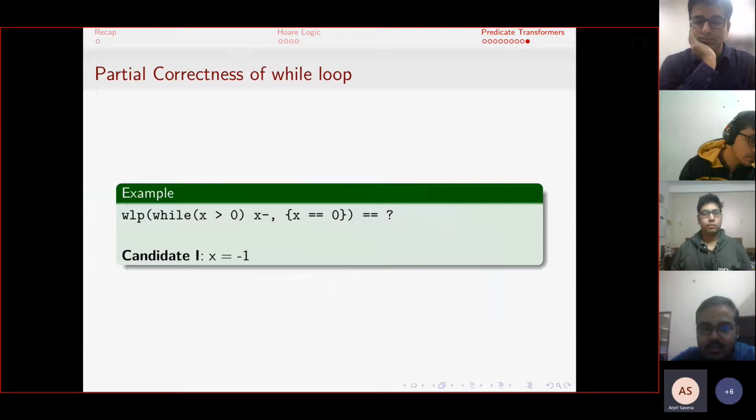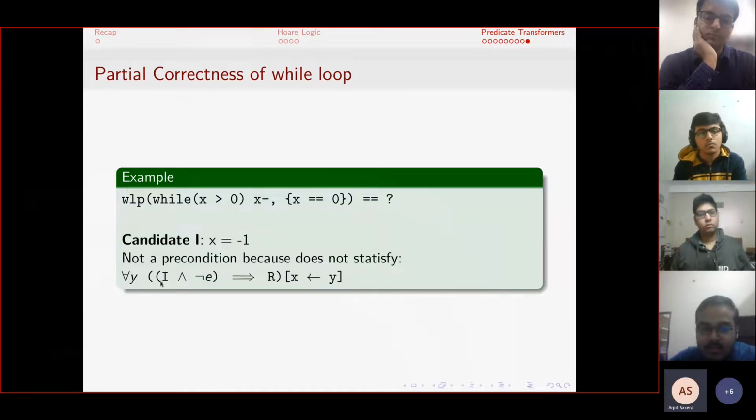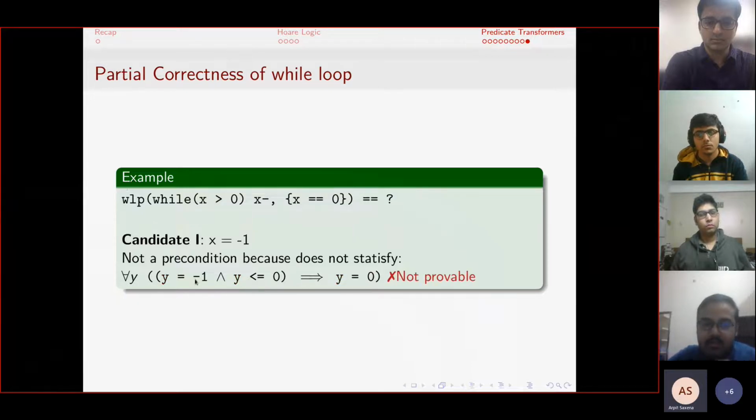So first we'll have x equal to minus 1, and this is not a precondition because it does not satisfy this condition that for all y, I and not e implies r, with x replaced by y. So if we just replace I with x equal minus 1, e with x greater than 0, r is x equal 0, then we have this statement. And if we replace x with y, then we have this statement. And basically this is not provable because y is equal to minus 1 in this precondition and y equal to 0 in the post condition.